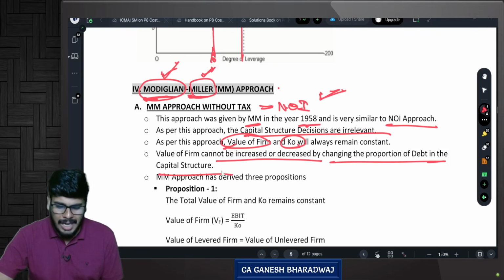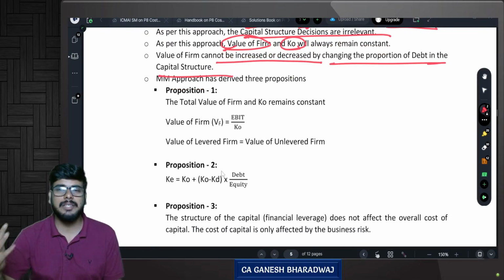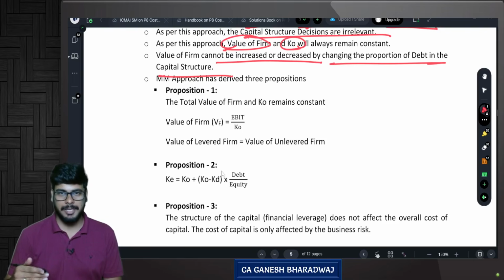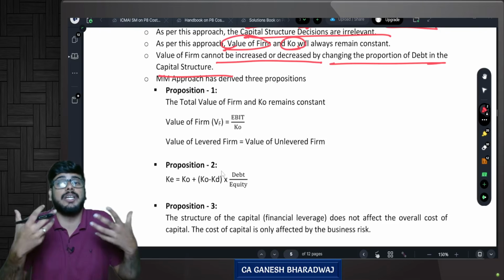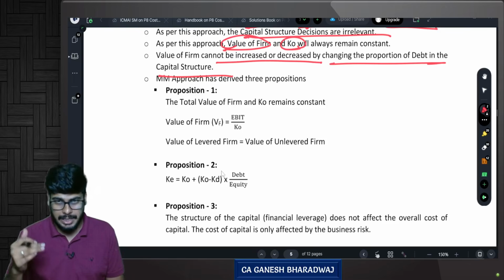Now, in this approach, they have given three propositions. Propositions means their viewpoint. They have researched and they have come up with three different findings. What are these findings? We will see.